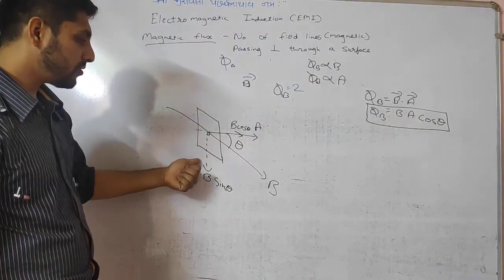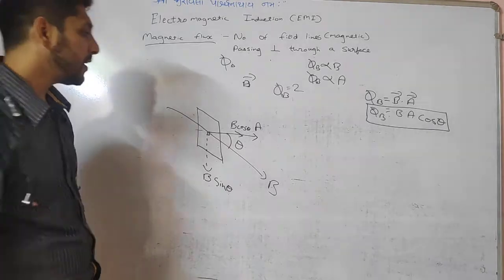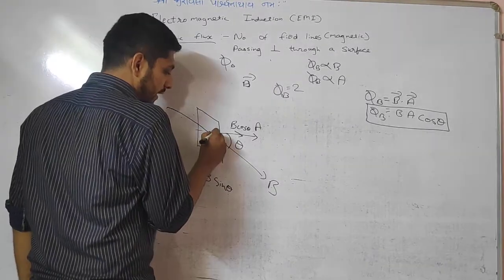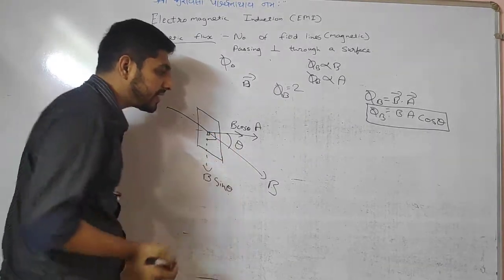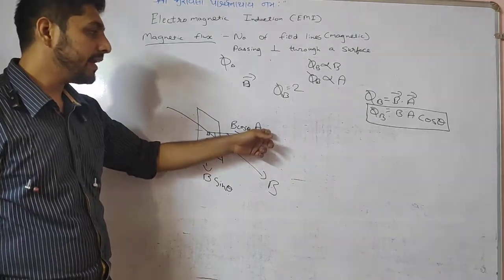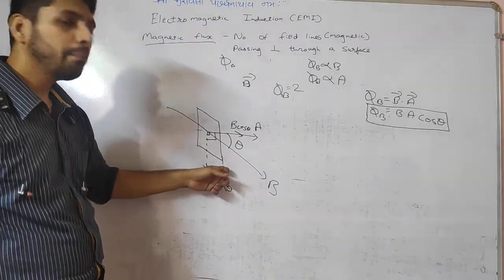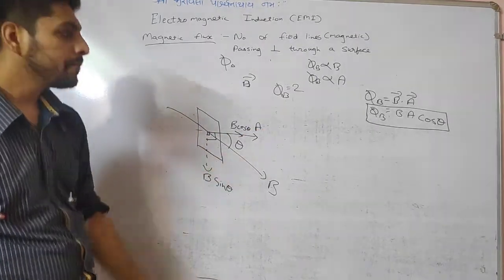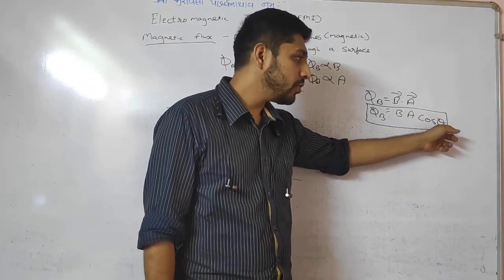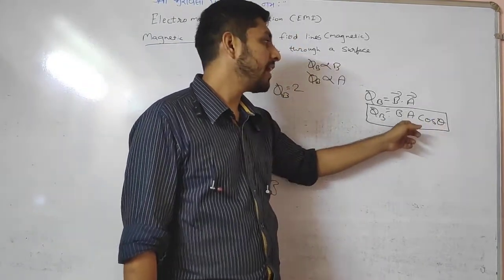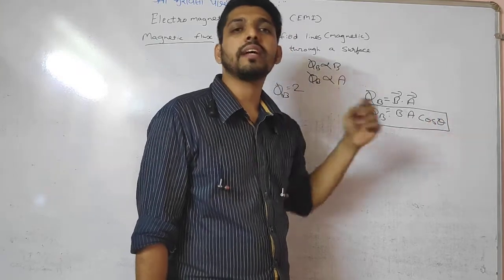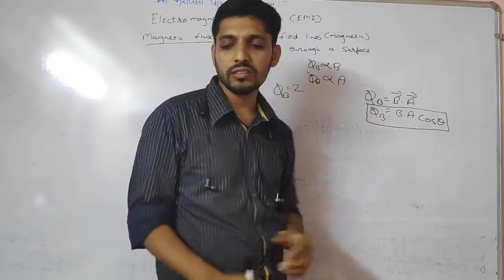If anyone wants to understand this also, let us understand that the angle between these two components is 90 degrees, that is the angle between the area vector and the B vector is 90 degrees. So if I put the value of 90 over here, what will it be? Phi is equal to B A cos 90. Cos 90 is 0, which means that flux is 0.